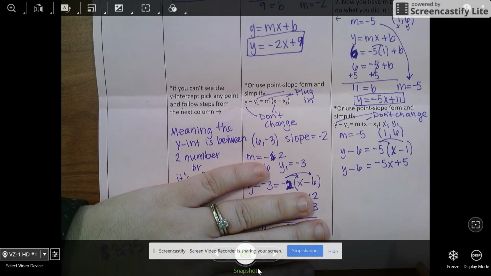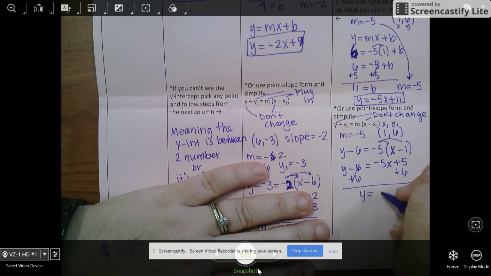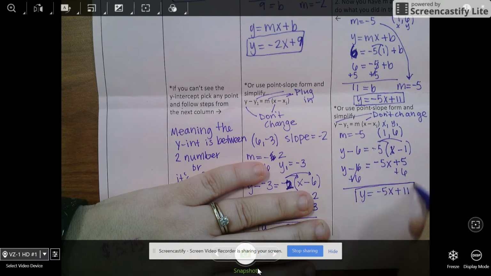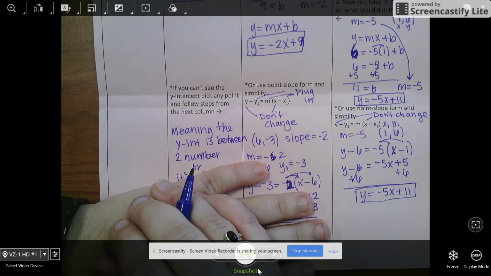Okay. To get y by itself, I'm going to add 6 to both sides. So I got y equals -5x plus 11. Okay, and let's check. Was that the same as before? It was. Hey, it worked out.